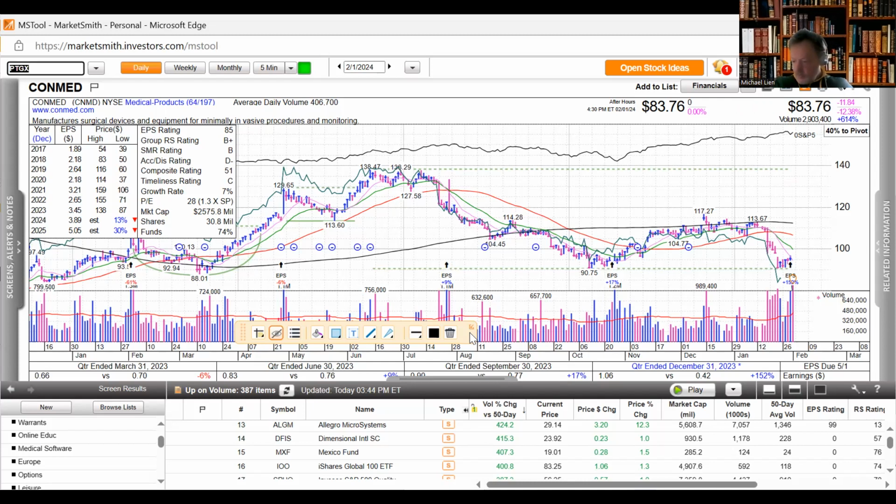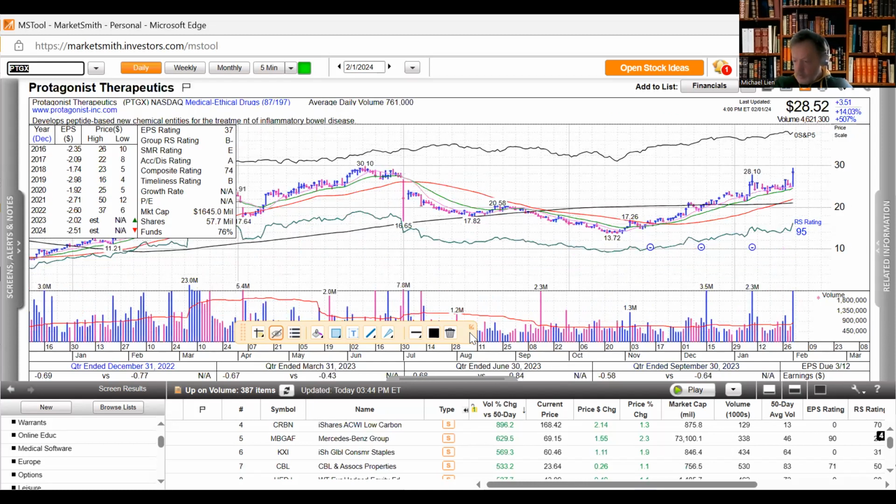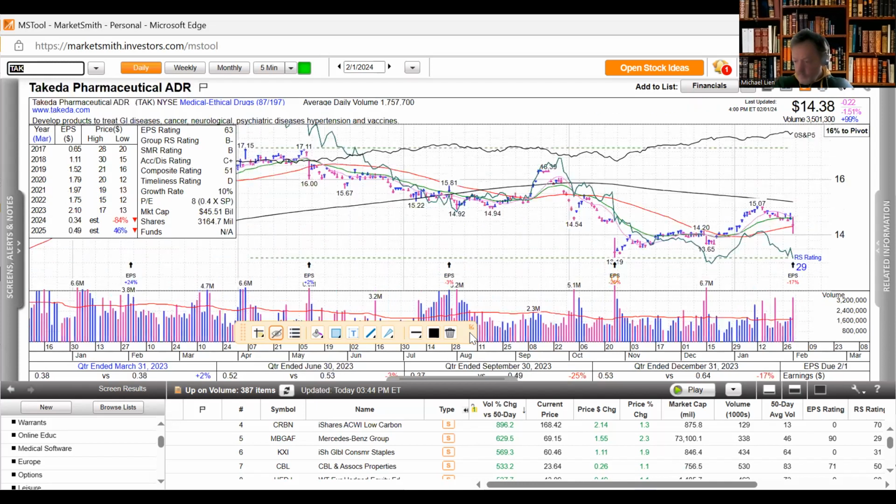Protagonist Therapeutics entered into a license collaboration agreement with Takeda Pharmaceutical, and their shares went up 14% on that news. And Takeda Pharmaceuticals, this is for development, manufacture, and commercialization of the company's Rusfertide and other licensed products. Takeda initially sold off and then fought back to get above its 50-day moving average.